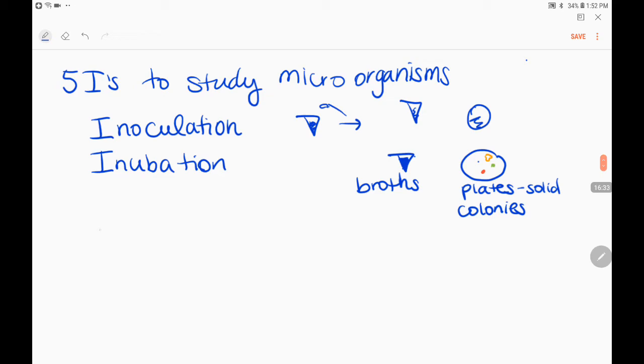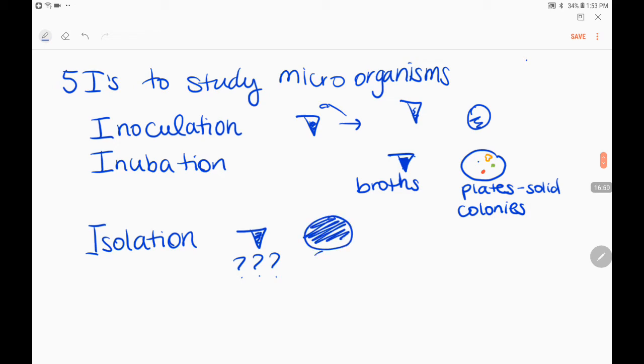Then from there, we do isolation. So if we have a whole bunch of things growing in a broth, we can't tell what's growing there. What is in here? Or if we have a whole bunch of things growing really densely on a plate, we can't tell what's here. We need to get individual colonies. So we isolate the bacterium. And we can do that using sterile technique and loops.